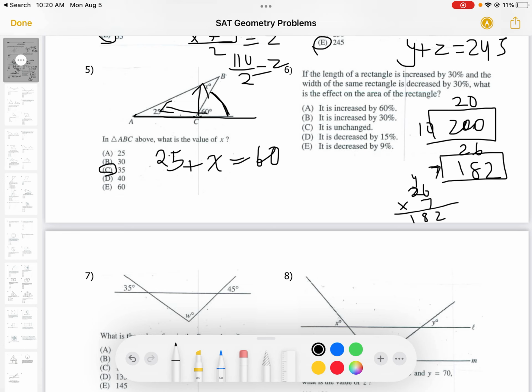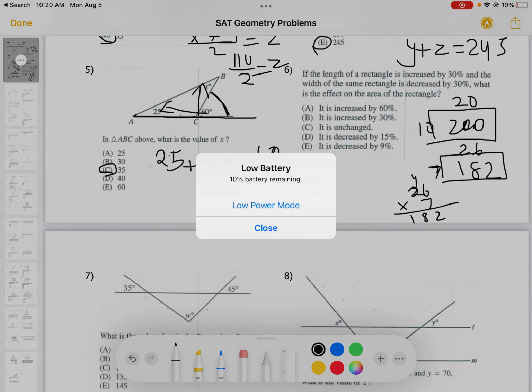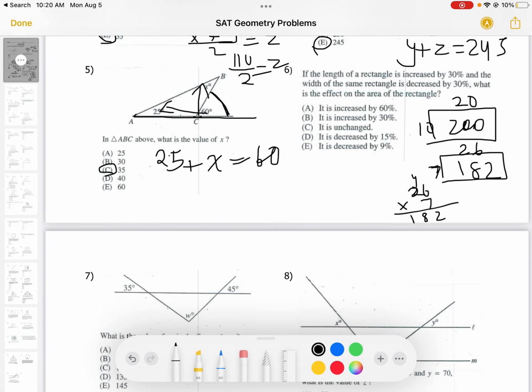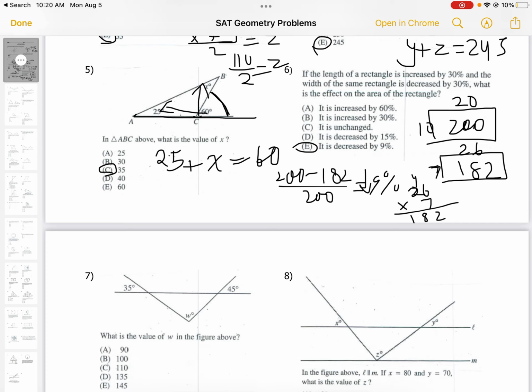Now we just need to know the percent change from 200 to 182. How do we do that? So we do 200 minus 182 divided by 200. This is just a 9% decrease. So E is our answer.